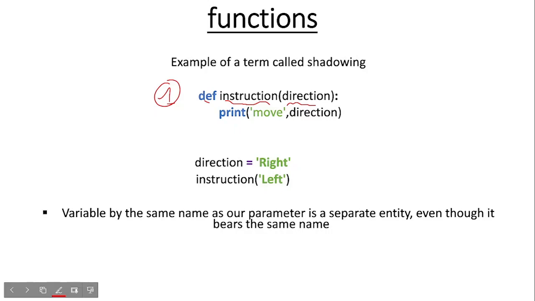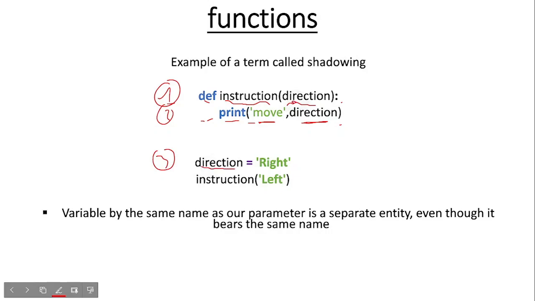Then colon, and in the second line of code, we have 4 empty spaces, so indentation, the print function, which of course is the property of the instruction function. So we have two arguments, move and direction. So we have move, a string, and the name of our parameter as an argument.